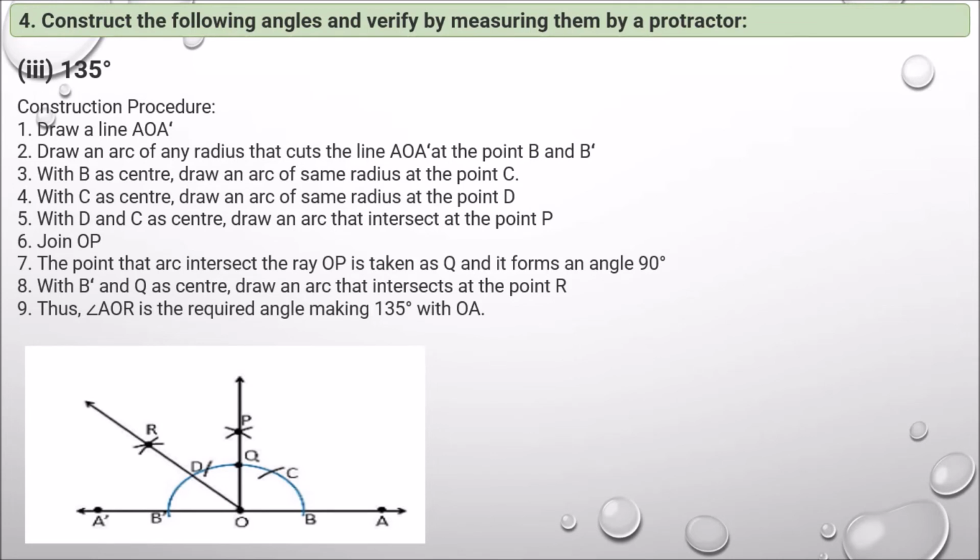Now join OP. The point where the arc intersects the ray OP is taken as Q, and it forms an angle of 90 degree. With B dash and Q as the center, draw arcs that intersect at the point R. Thus, angle AOR is the required angle making 135 degree with OA.